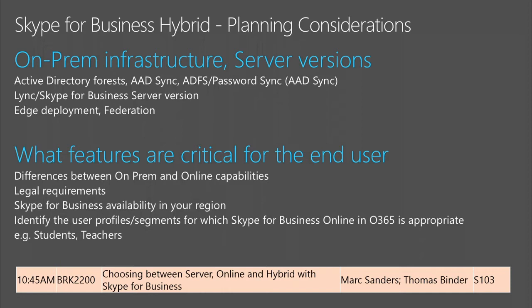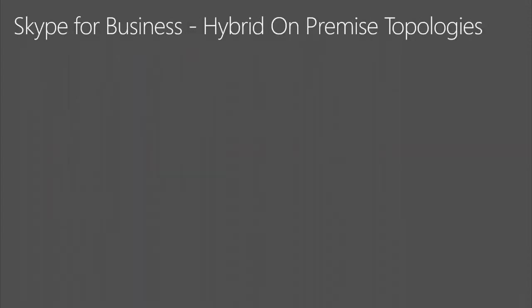There's a pretty in-depth talk that happened earlier in the week. I gave there a pointer to that talk. It's really good material to go through and understand the key points that contribute to making a decision when to move and what to move. Mark and Thomas have done a great job in describing that. What are the on-premise topologies?